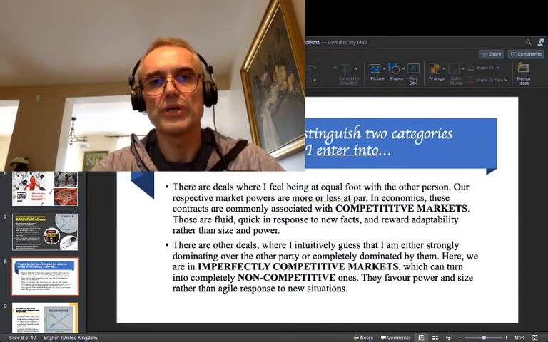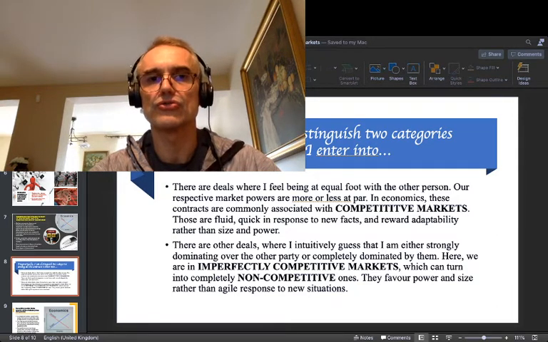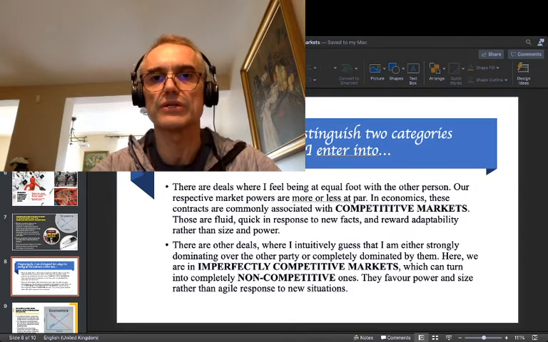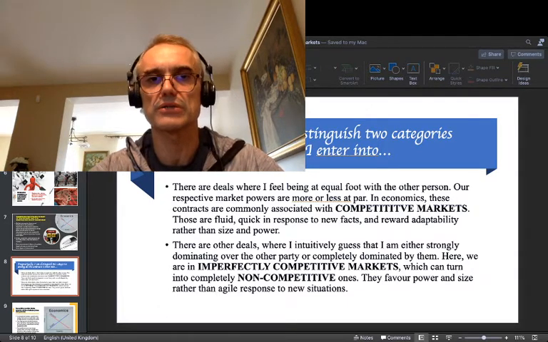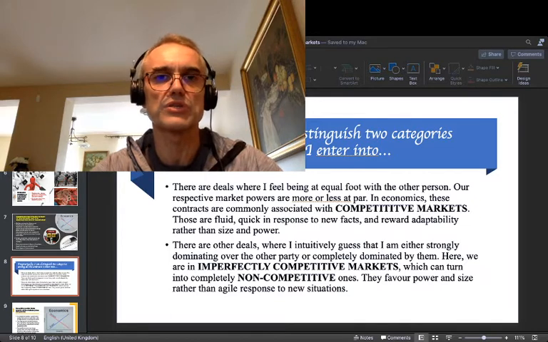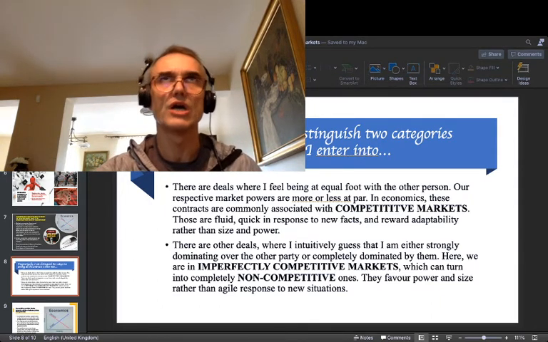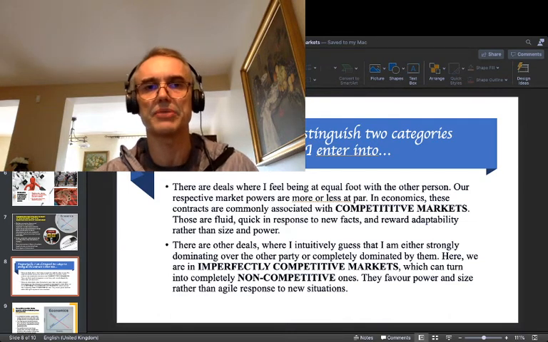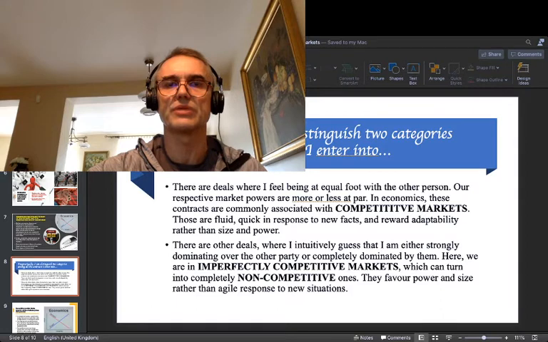In economics, it has been discovered that those equality-based or equivalence-based contracts are commonly associated with competitive markets. So with markets which are very quick in response to new facts and new situations, markets which are very fluid in their structures, and markets which reward lean adaptability and lean agility rather than size and power. So these are markets where you really have to be quick on the update and figure out things quickly.